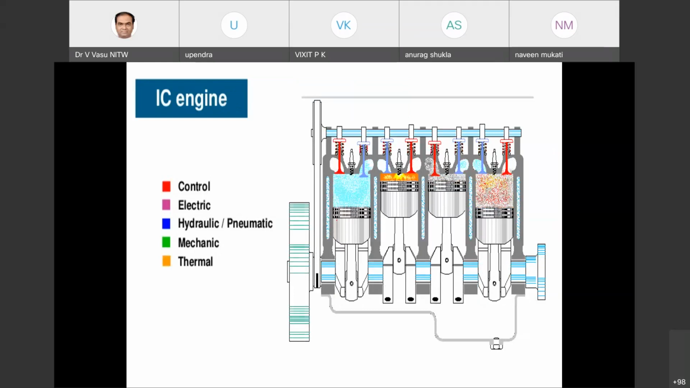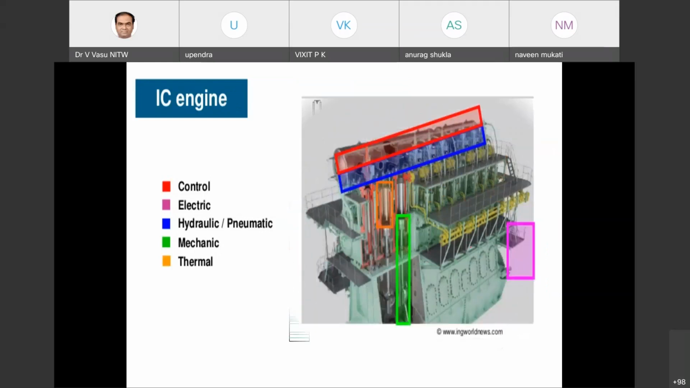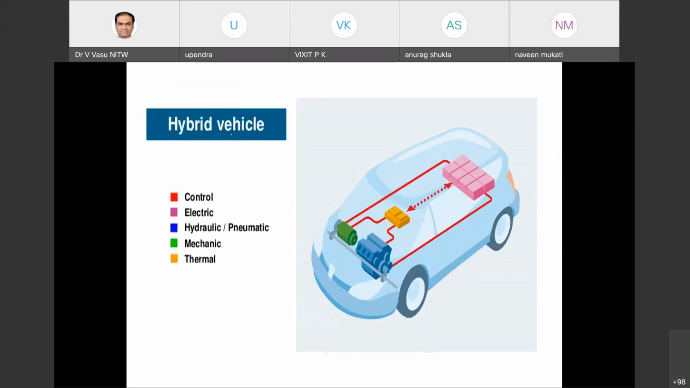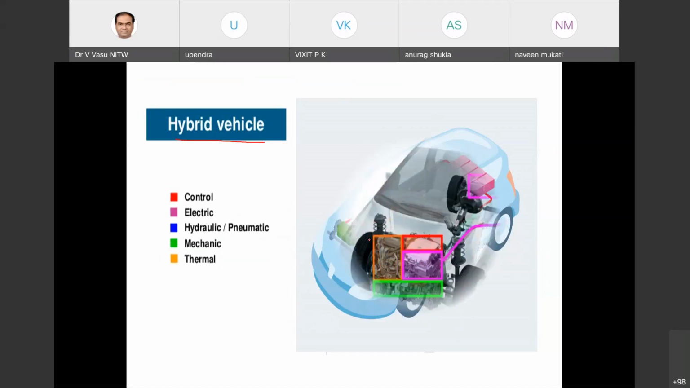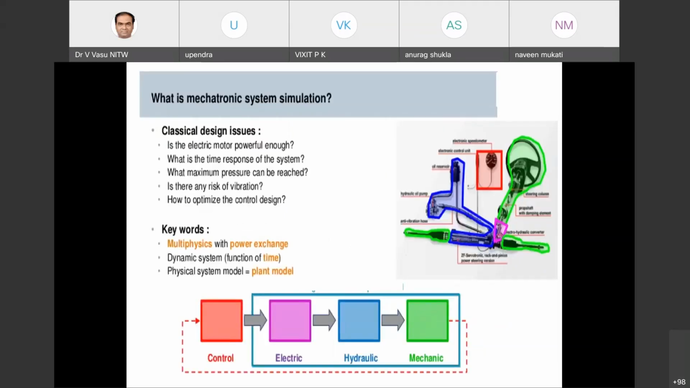Similarly, for the IC engine control, here also you will have different domain knowledge integration required. Now we have hybrid vehicles being used here. These hybrid vehicles also have different integration of controllers, electric, hydraulic and pneumatic systems. So if you want to make the model for this, each domain has to be considered, and the modeling has to be done.